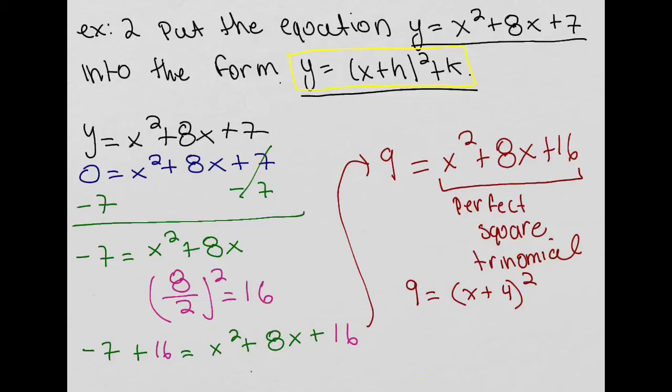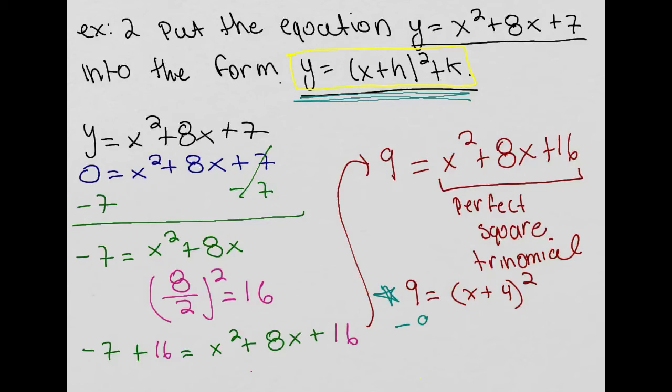So now, from this step right here, very important, from this step right here is where we're going to do something different than the first example. Because they don't want the value of x. They want the answer in the vertex form, in this form right here.